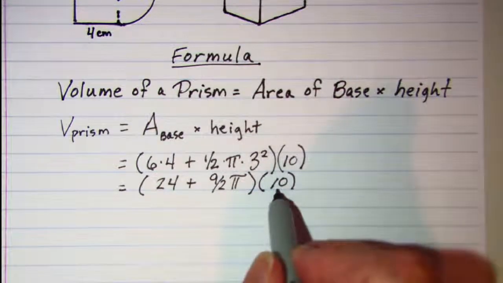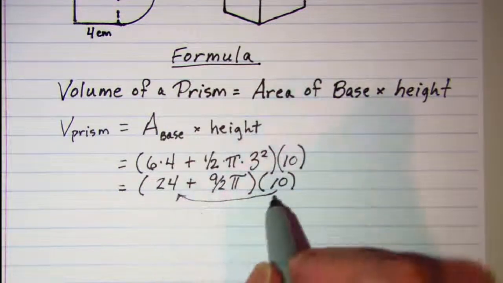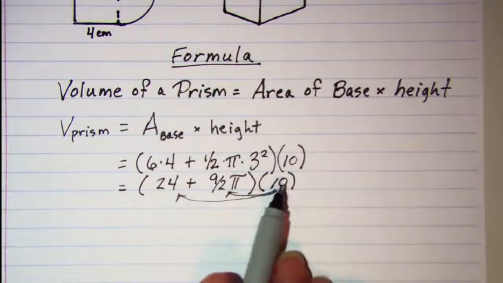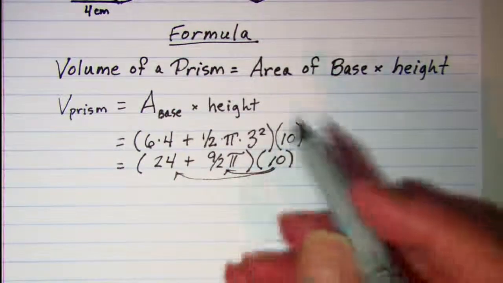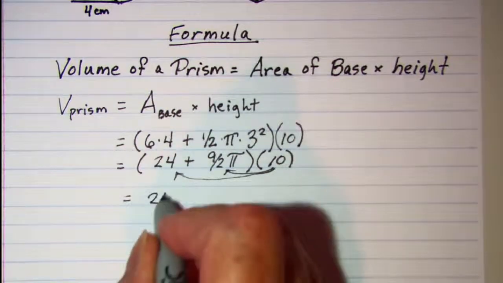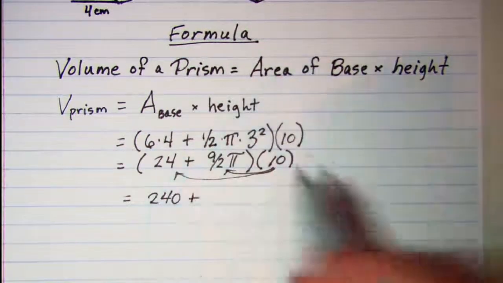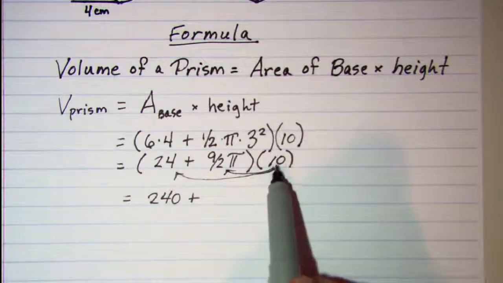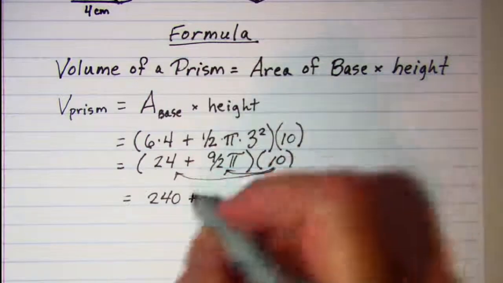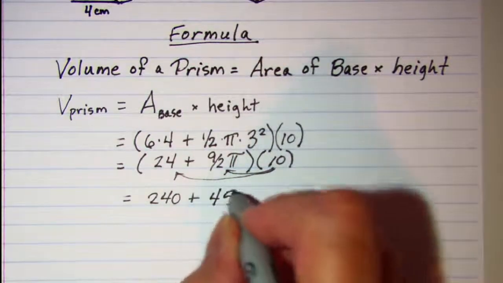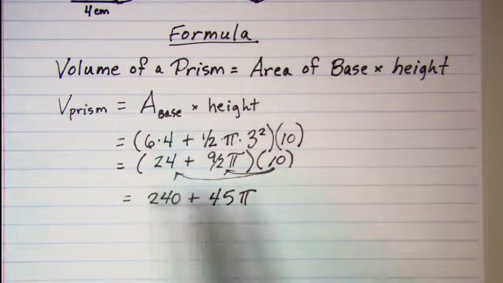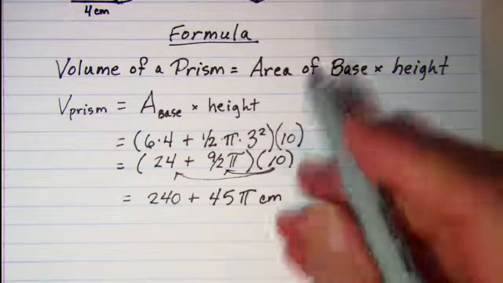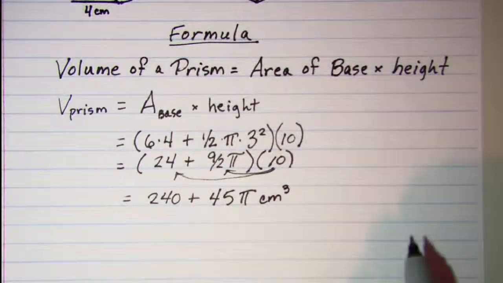But I can distribute my 10 through this binomial. 24 times 10 is 240. And then 9/2 pi times 10 is 45 pi. My units were centimeters. So since this is volume, my unit is cubic centimeters.